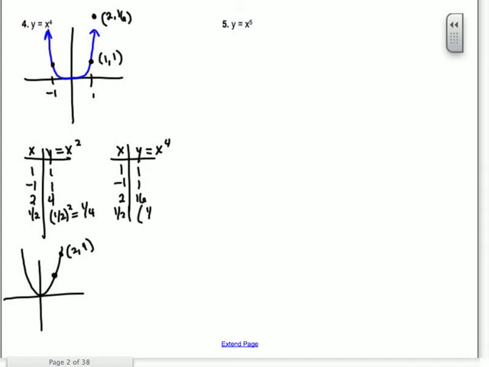What's 1/2 to the 4th? Yep, 1 over 16. Okay, so that's even smaller than 1/4, much smaller than 1/4. And that's why it flattens out along here. So at 1/2, it's so close to the axis, much closer than this one. Does it make sense?